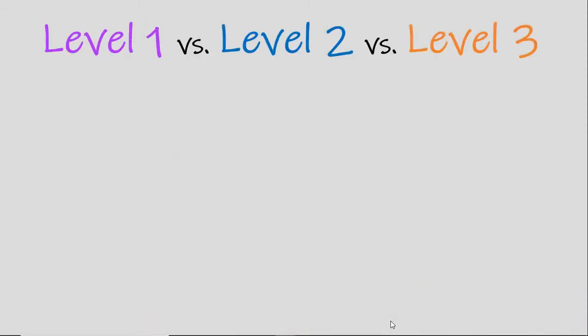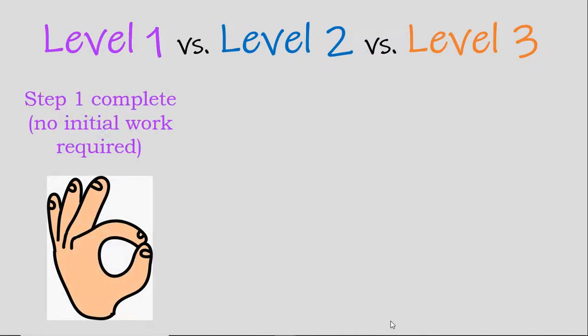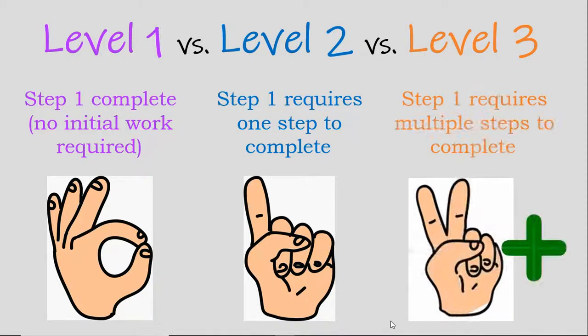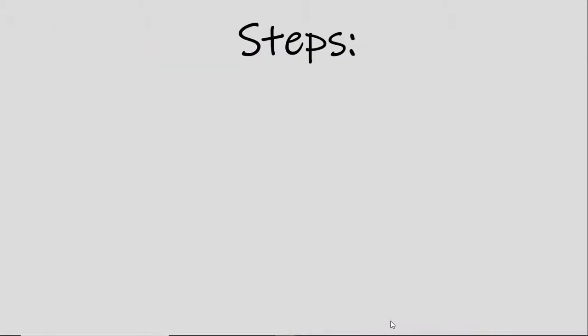Now I bet you're wondering, what are the differences between each of the levels? In a level 1, there is no additional work that we need to do in order to move from step 1 to step 2. In level 2, there is one step that we must do in order to move from one step to the next. In level 3, step 1 requires multiple steps in order to complete it and move on to step 2.